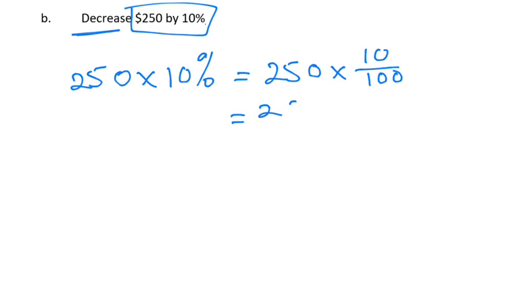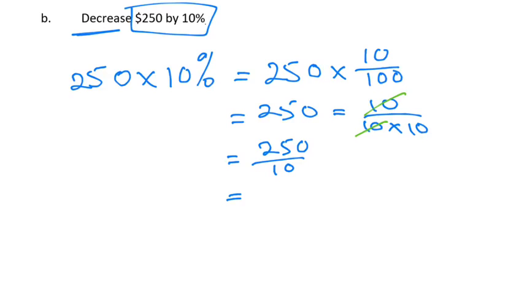Now I can simplify 10 over 100 as, so 100 is the same as 10 times 10, so that means I can cancel out those 10s there. So that's going to leave me with 250 divided by 10, which is $25.